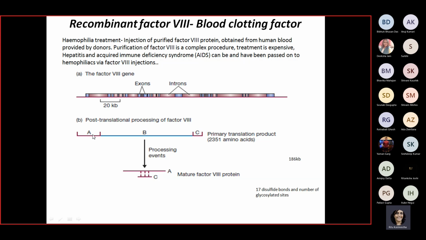So in this case, we have these A, B, and C, these three different chains. In the final product, the B is removed and it is only A and C which are joined together, and it requires the presence of multiple disulfide bonds.